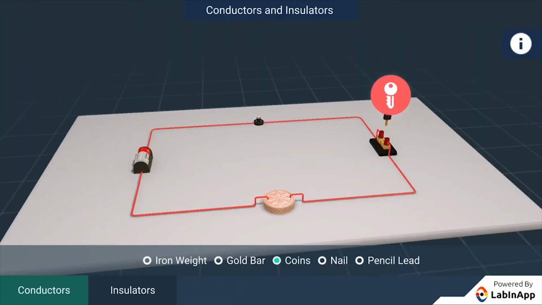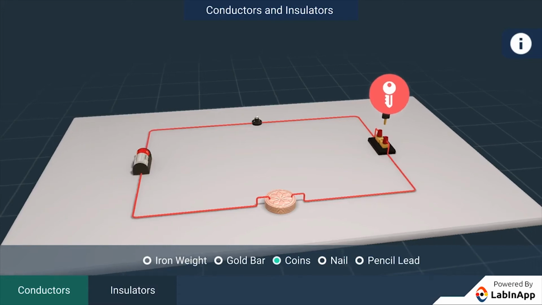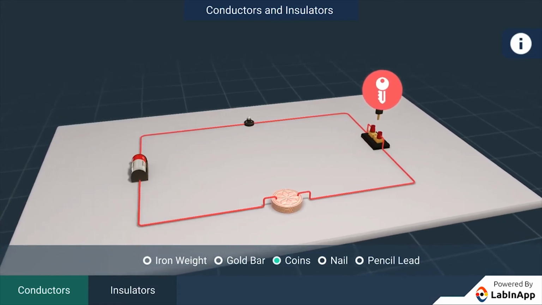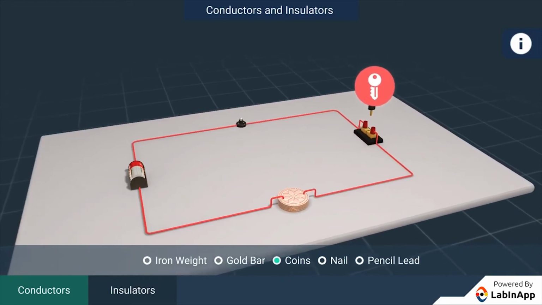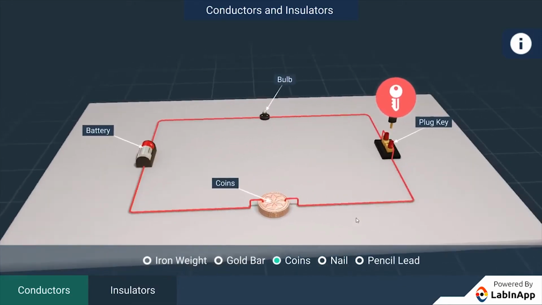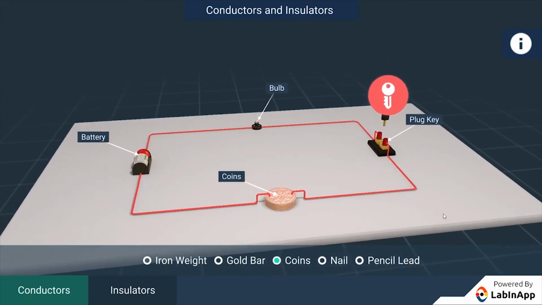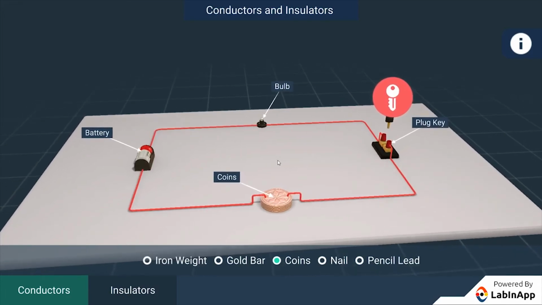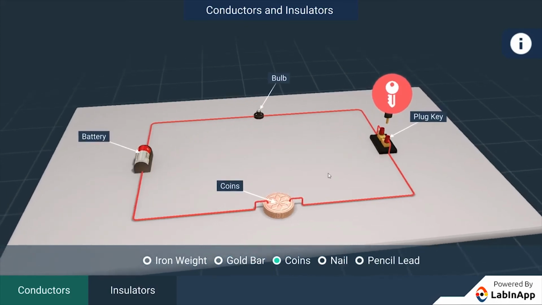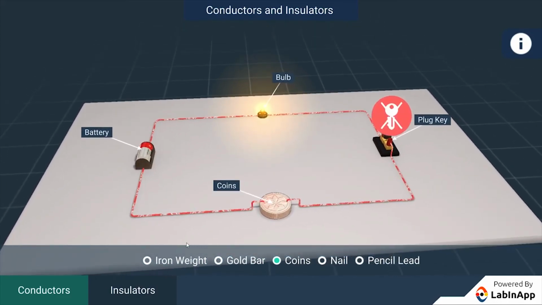This activity is designed to observe the way that current passes through different materials. Here we have to keep some materials in the gap in the circuit. There you can see sometimes the bulb lights up, and once we keep some other materials, the bulb does not light. The reason for the bulb lighting up is the passing of electricity through the materials that we have kept in the gap. The reason for the bulb not lighting up is that electricity does not pass through the materials we have kept in the gap.